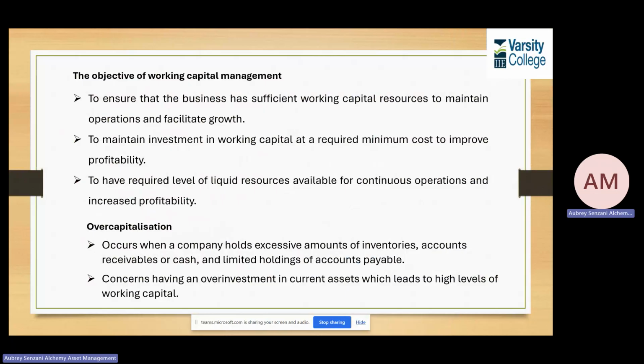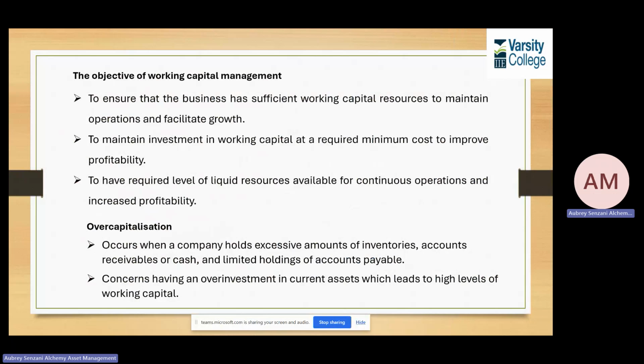So here we're talking about investing in your inventory such that you can obviously improve your profitability. Then it goes on to say to have a required level of liquid resources available for continuous operations and increased profits. You never want to not have your stock on the shelf, because you may very well lose a sale if a customer comes to your shop and cannot purchase what they intended to. Then it's going to be problems. You might have lost the sale forever.